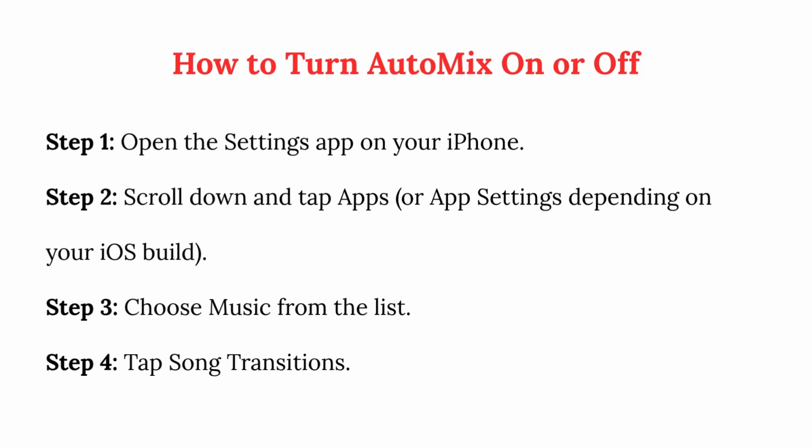Step 2. Scroll down and tap Apps or App Settings, depending on your iOS build. Step 3. Choose Music from the list. Step 4. Tap Song Transitions.